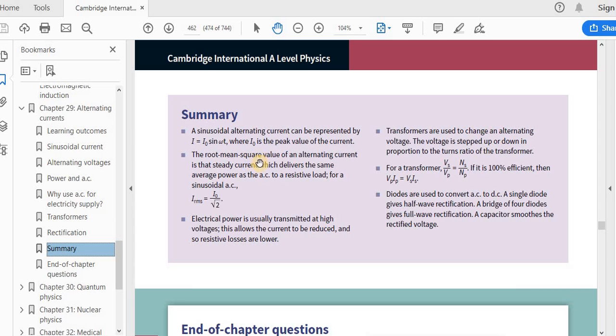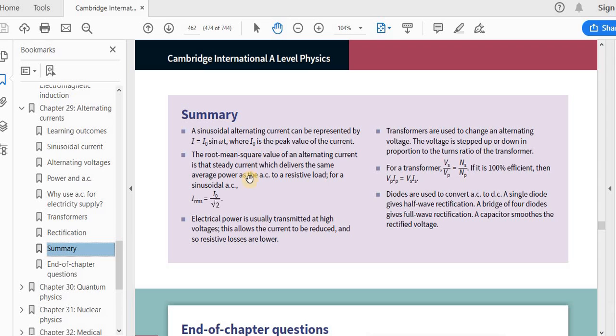Okay, angular, you have learned omega, you have seen omega before under circular motion, you called it angular speed. Now here we have omega, angular frequency. Okay, the root mean square value of an alternating current is that steady current which delivers the same average power as the alternating current to a resistive load for a sinusoidal alternating current. So we have I r.m.s equals I naught divided by square root of 2.